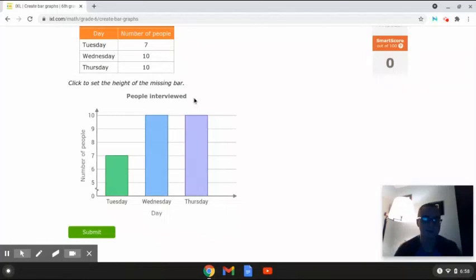And there we go. So the answer for this problem is 10 because we took a look at the chart and saw that we needed to bring the bar up to 10 because there were 10 people on Wednesday. And that is how to solve this problem.